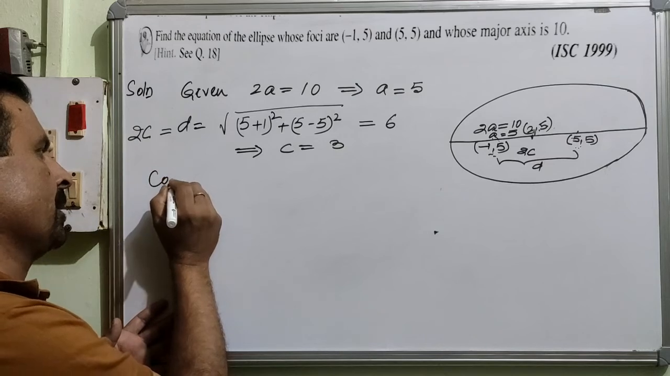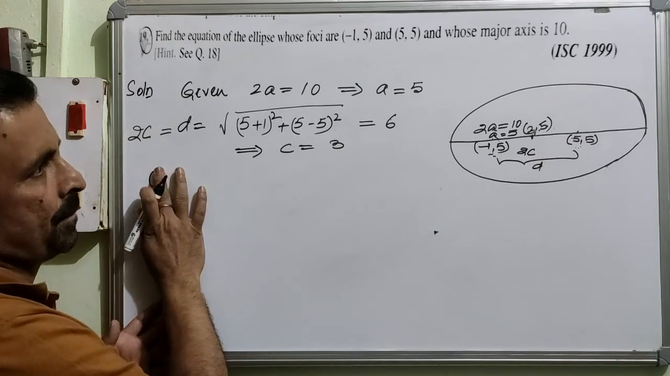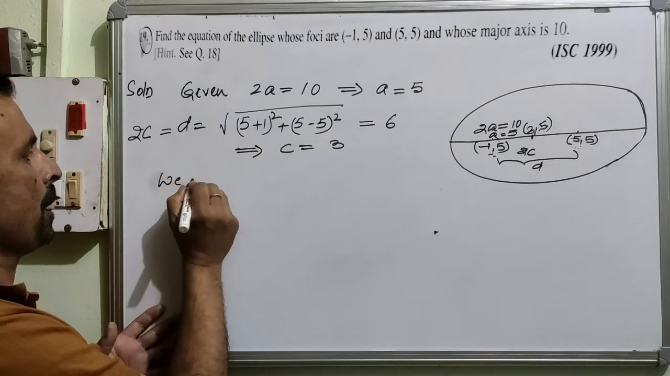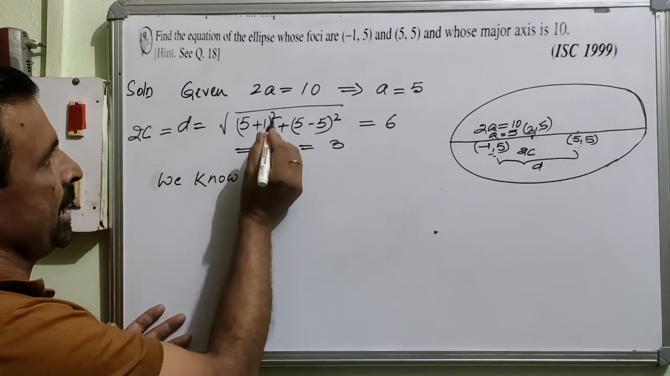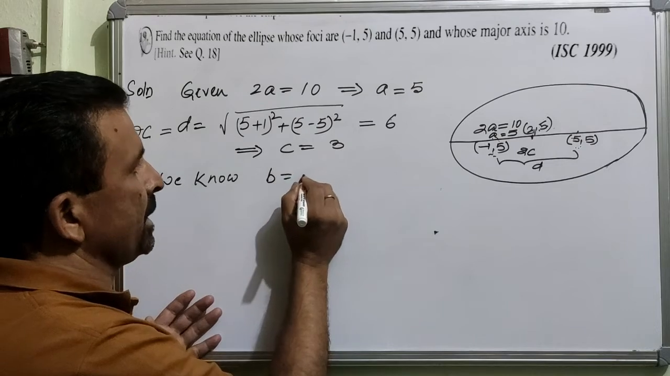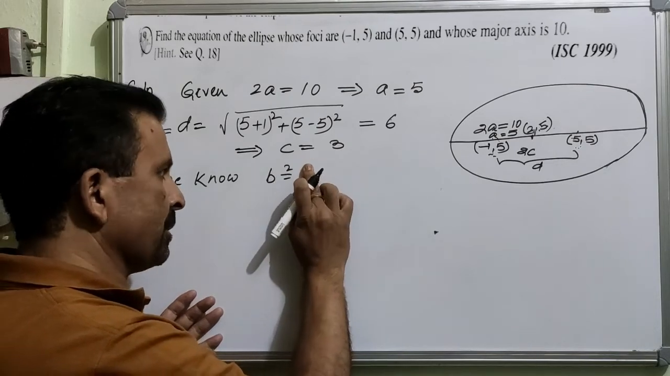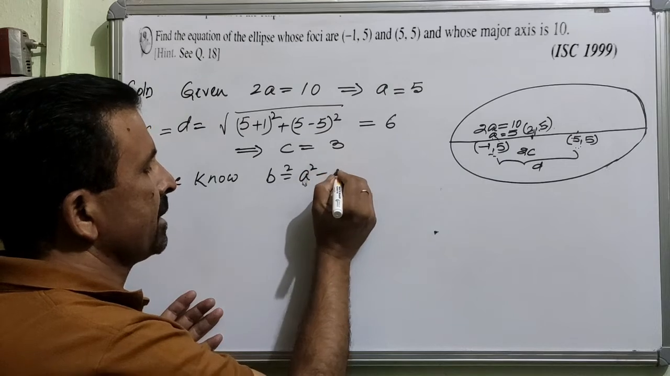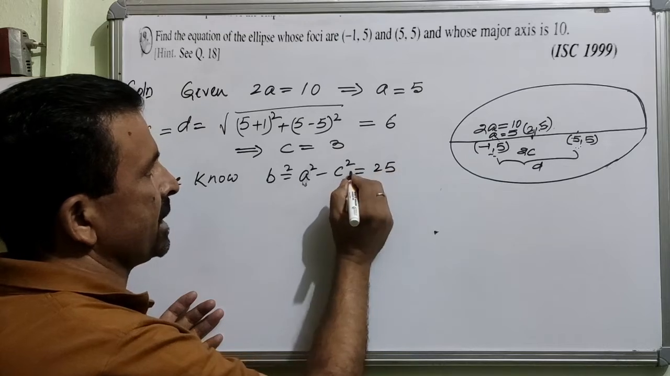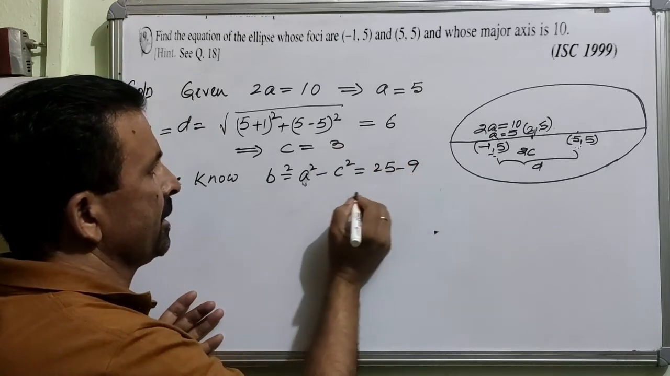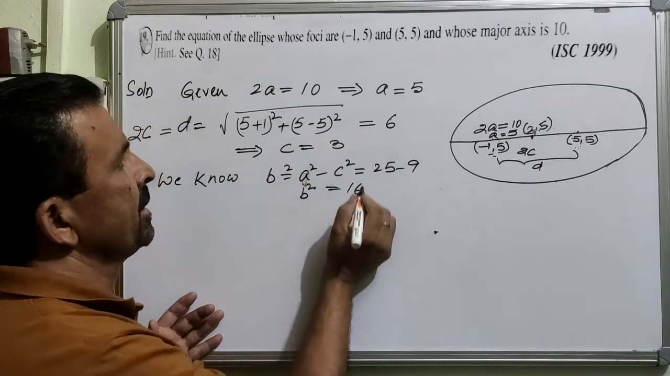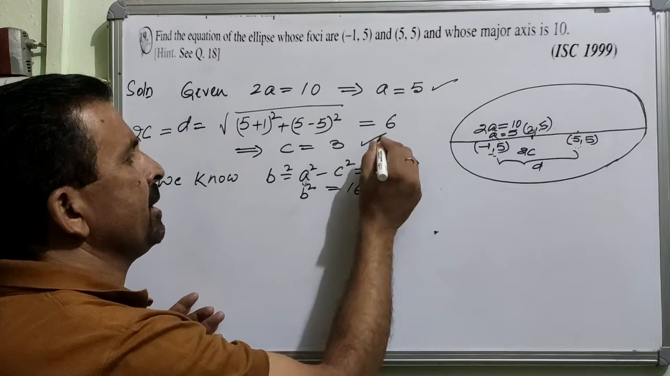Now, we are calculating the coordinate of the center. Or before that, we will calculate the value of b. We are doing it in sequence. a calculated, c calculated, now we are calculating b. So b square will be equal to a square minus c square. a square means square of 5 is 25, and c square means square of 3, that is 9. This will be equal to 16. So this is the value of our b square, right? We got a, we got c, we got b.